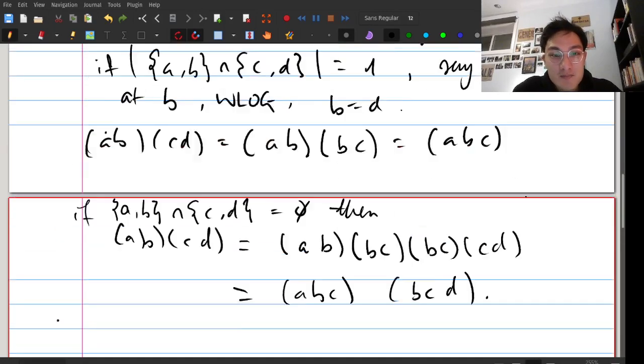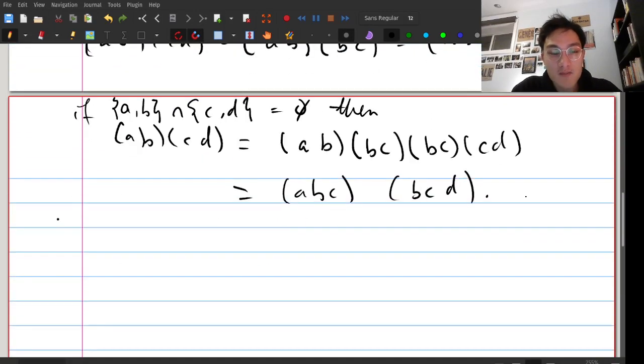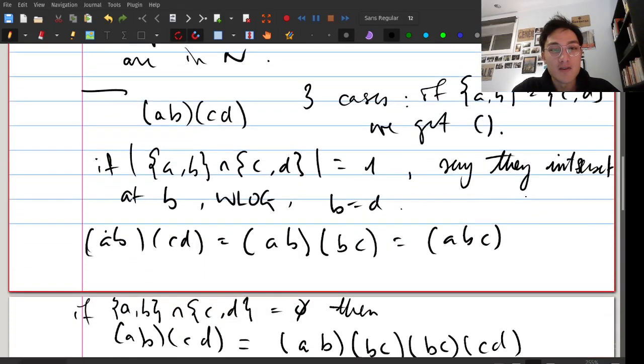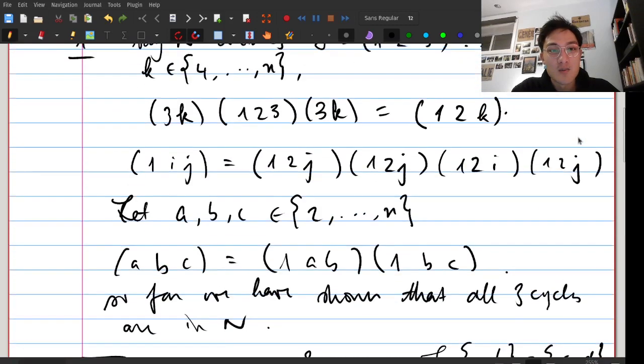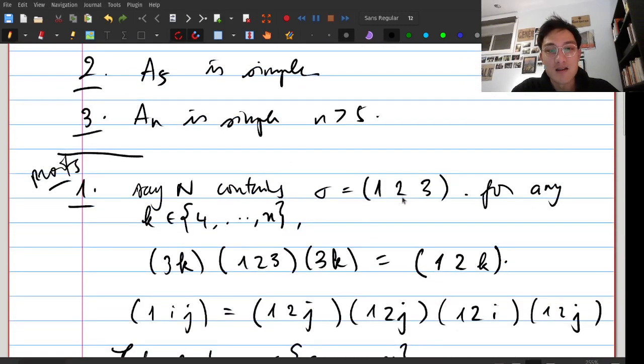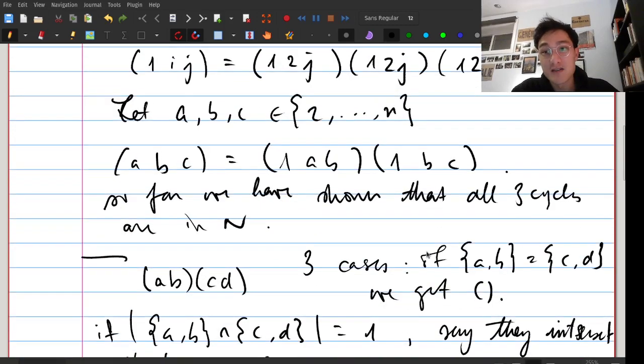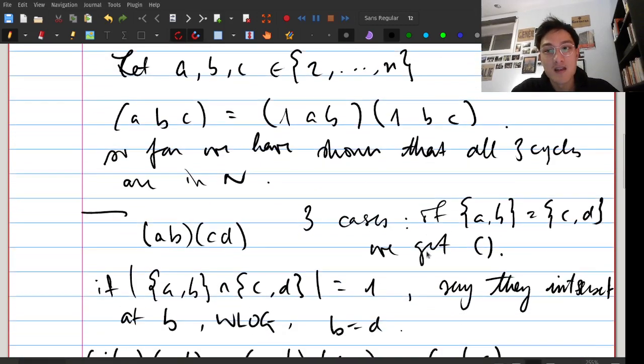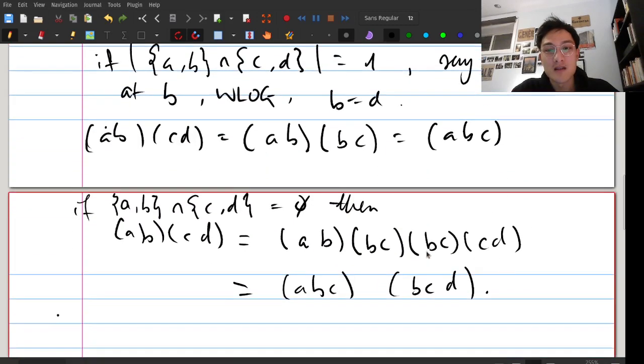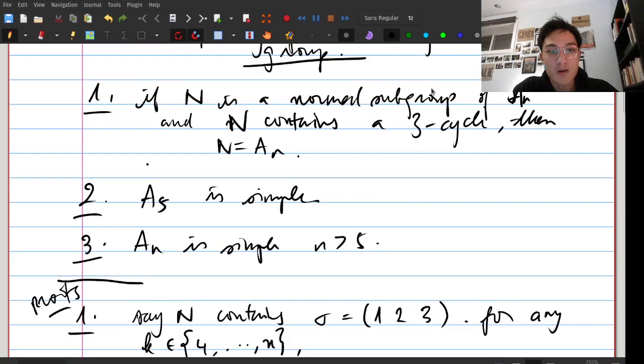Now, okay, so what have we done? So we've shown that N contains 1 3 cycle, so it contains all the 3 cycles, and if it contains all the 3 cycles, then by closure properties, it must be all of A_n. Okay, so that's actually done. We're done part 1. Okay.